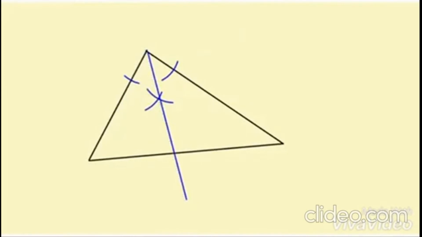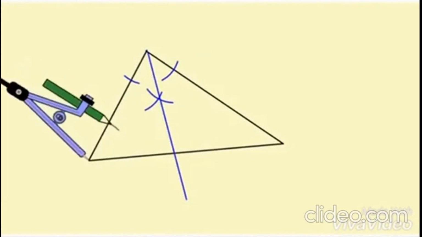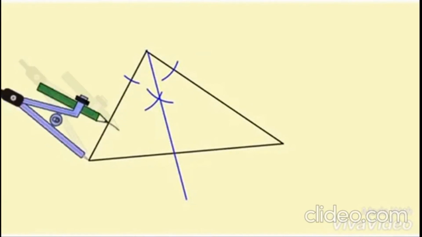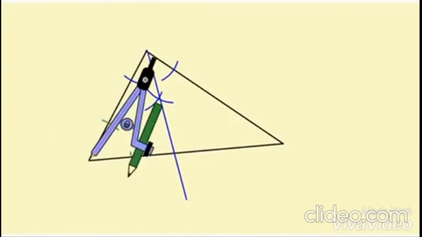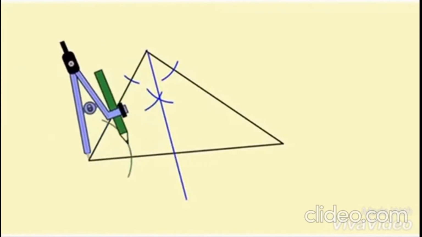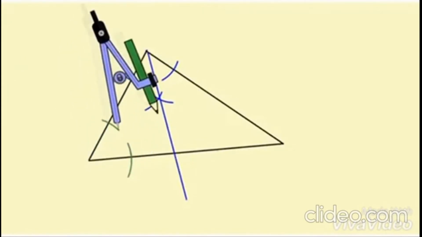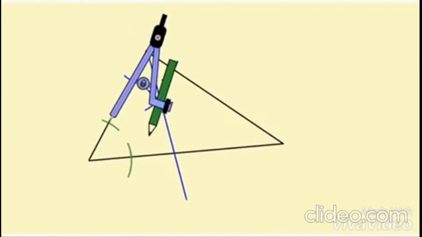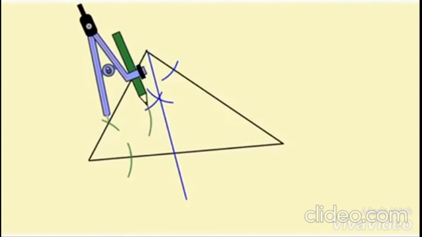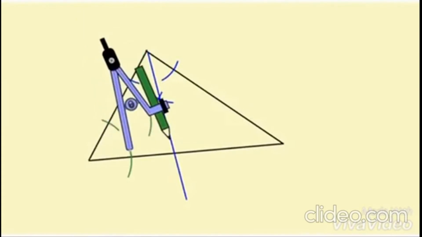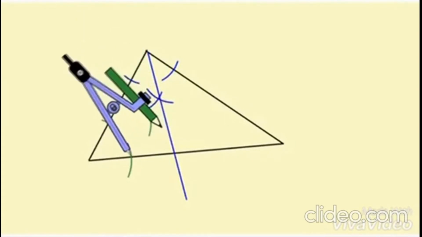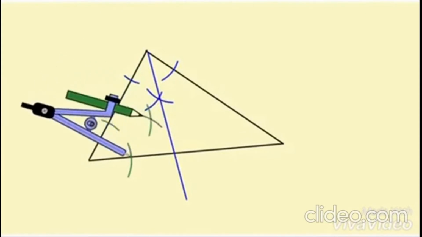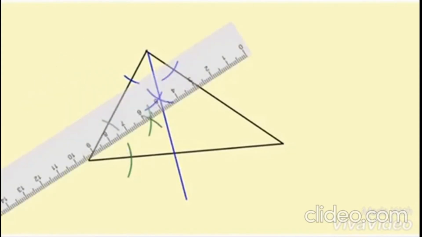You will notice that we have an X in the interior of the angle. Connect the vertex with the point of intersection of the two arcs. That will be the bisector. We have drawn here the bisector of the angle. Now let's bisect the other angle in the same way.